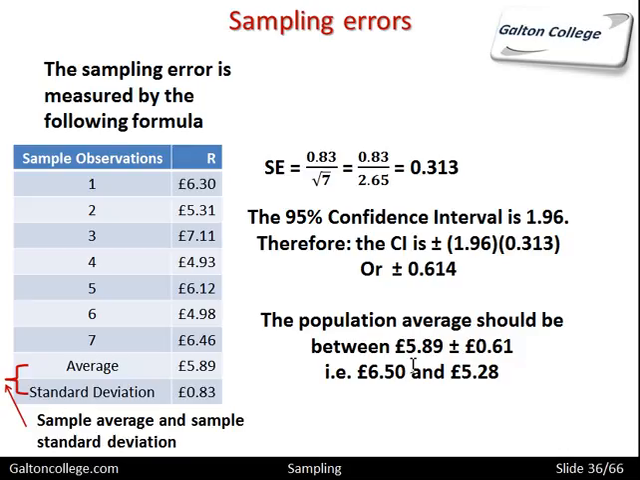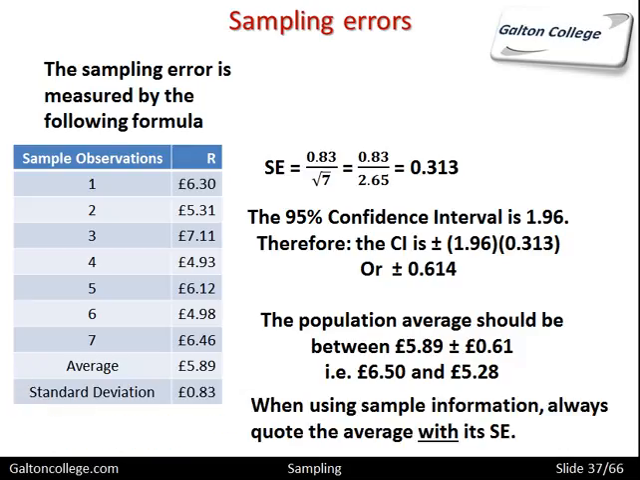And it's based on that simple calculation. So if we know the average of the sample, and we know the standard deviation of the sample, we take the standard deviation divided by the square root of the sample size, which gives us the standard error. We then multiply that by 1.96, which is equal to plus or minus 0.614. We add and subtract the 0.614 to the average, giving us this. And we're 95% confident that that is true. So we can see the power of sampling. So when we use sample information, we always quote the average with its standard error.